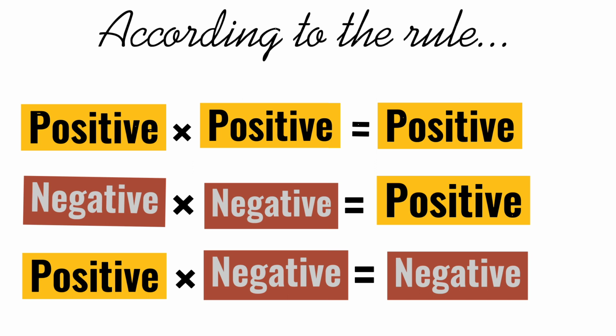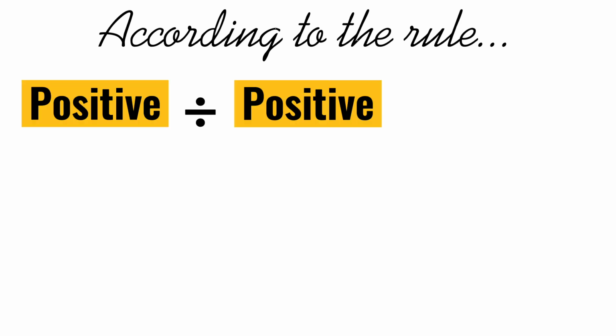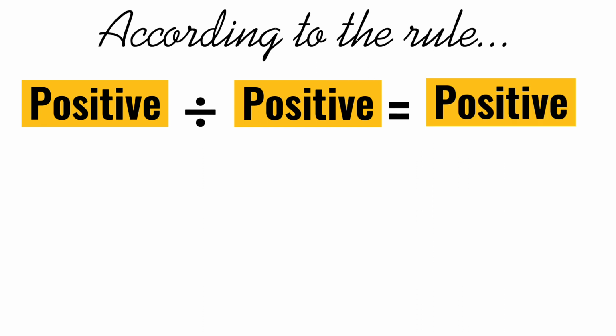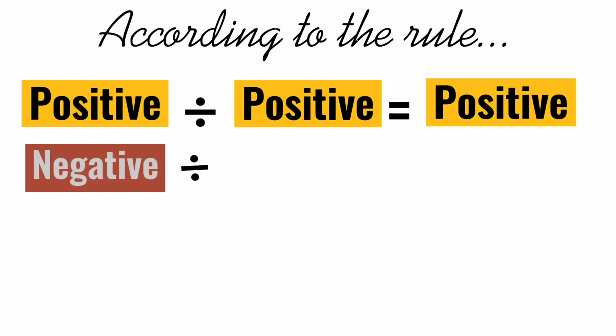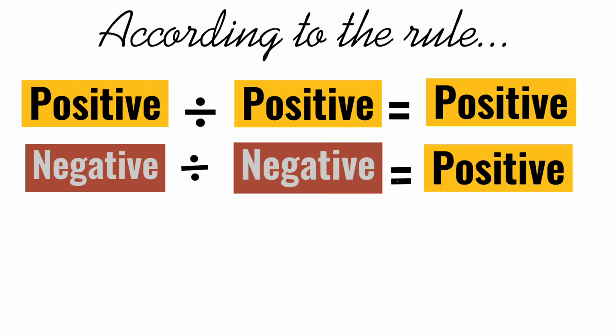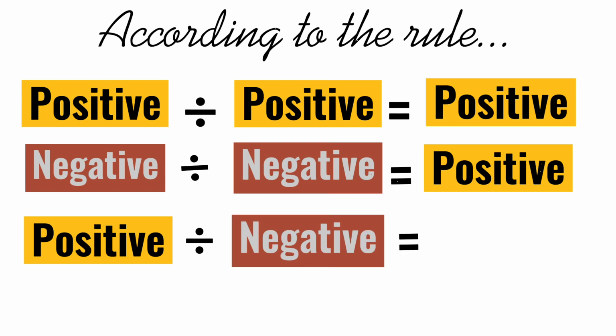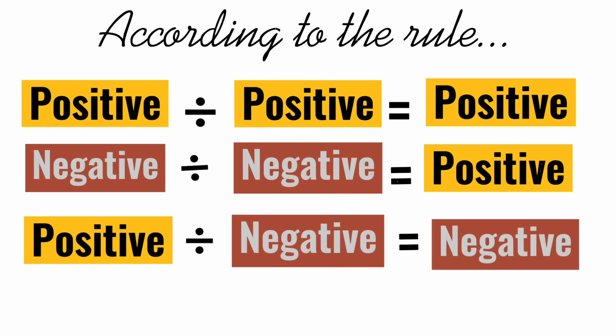Now let us proceed to division. Positive divided by positive is equal to positive. Negative divided by negative is equal to positive. Positive divided by negative is equal to negative. Or pwede rin baliktad. Negative divided by positive is equal to negative. Now, let us proceed to some examples.